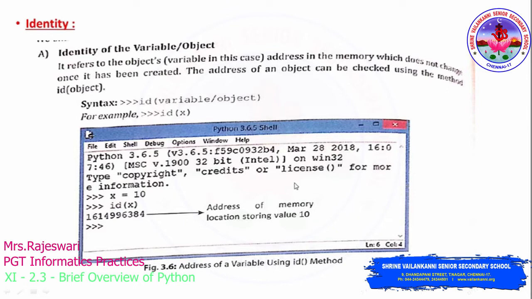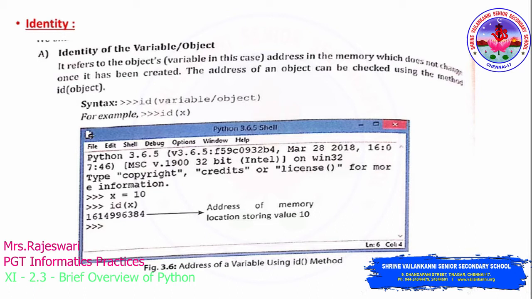So what is meant by an identity? ID refers to the address or identifying a particular thing, right? Similarly, the identity of a variable refers to the address where it gets stored in the memory location. Whatever value you give to a variable, everything gets stored in a memory location. And to find out the address of the memory location, we make use of the method called id of variable.